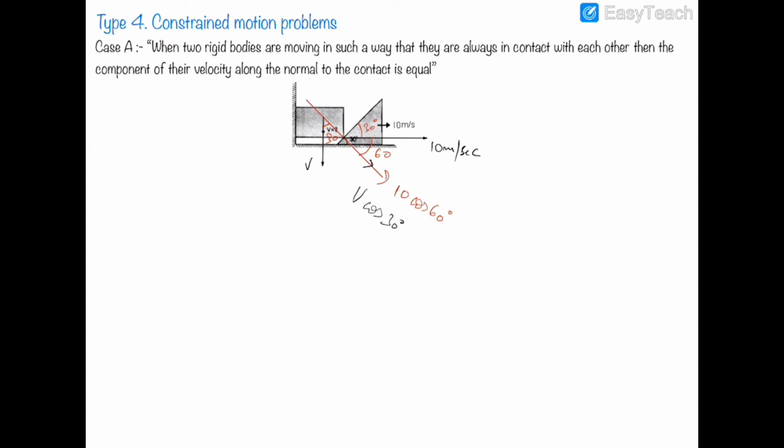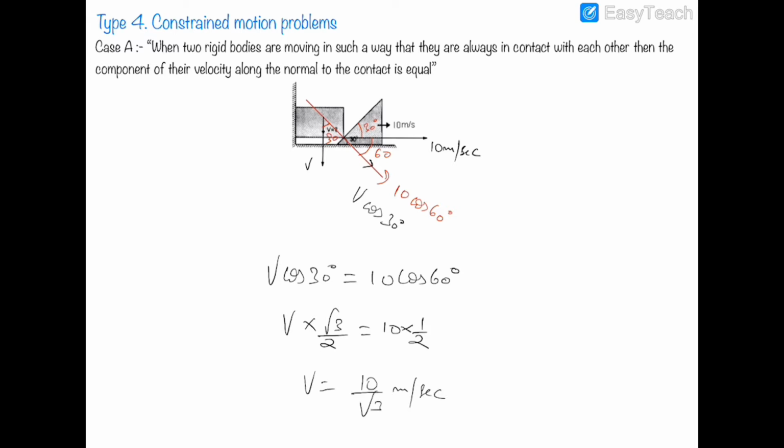So the correct case in this question is the fact that these two components are equal to each other. So we can say that v cos 30 is equal to 10 cos 60. Okay, so v into cos 30 is root 3 by 2 and 10 into cos 60 is 1 by 2. So v will be equal to 10 upon root 3 meters per second. This is the required velocity of the rectangular block in downward direction. Okay, now we move on to the next problem.